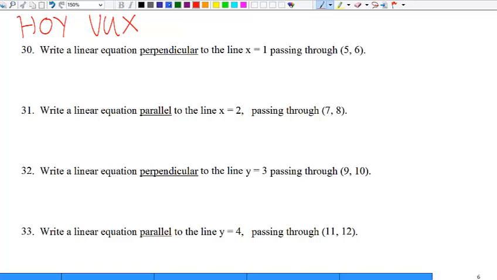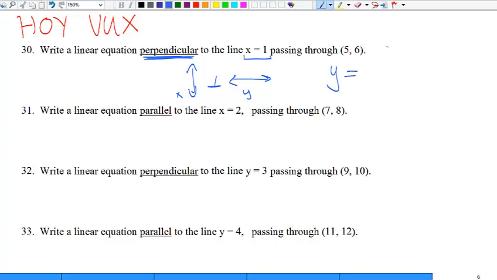So let's see. The first problem has x equals 1. What kind of line is x equals 1? Is it a vertical line or a horizontal line? Vux. Okay, so it's x, so it's Vux. So I have a vertical line. And I want something perpendicular to a vertical. What's perpendicular to a vertical? Well, a horizontal line is perpendicular. So my first line was vertical, but I want a perpendicular one, which means I want a horizontal.